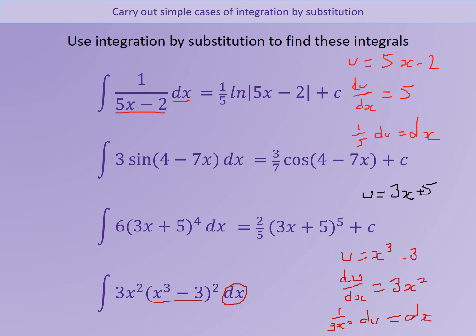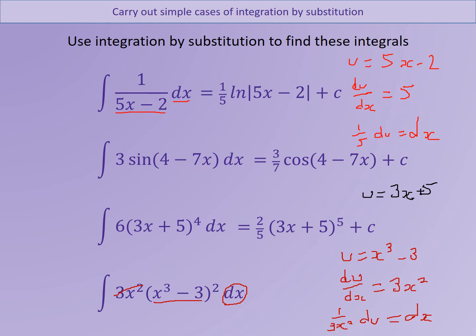So if I replace that in, that dx there with 1 over 3x squared du, what's going to happen is that the 3x squared that I'm dividing by and this 3x squared here are going to cancel each other out. So it's actually worked out quite nice. That 3x squared there is cancelled with that 3x squared there. I'm still left with the du, which is great.